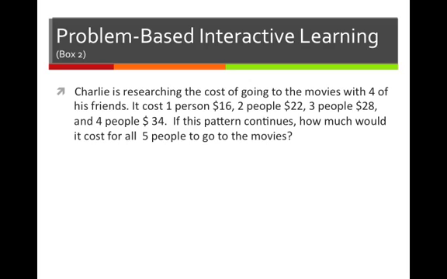Let's begin. Charlie is researching the cost of going to the movies with 4 of his friends. It costs one person $16, 2 people $22, 3 people $28, and 4 people $34. If this pattern continues, how much would it cost for all 5 people to go to the movies?